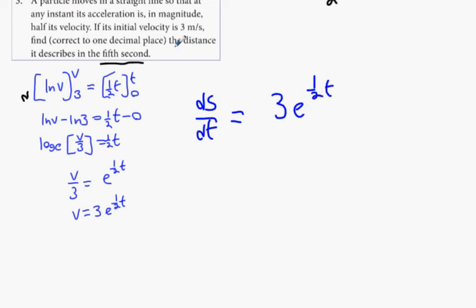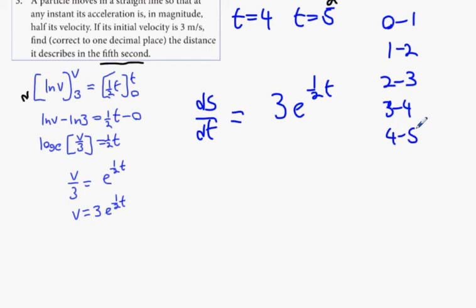I want the distance described in the fifth second. What does the distance described in the fifth second mean? You'd need the distance covered after 4 seconds, and then the fifth second means t starting at t equals 4 and ending at t equals 5, because 0 to 1 is the first second, that's the second second, that's the third second, that's the fourth second, that's the fifth second. Starts at 4, ends at 5. Another way to do it would be to get the total distance after 5 seconds, the total distance after 4 seconds, and take them away from each other.